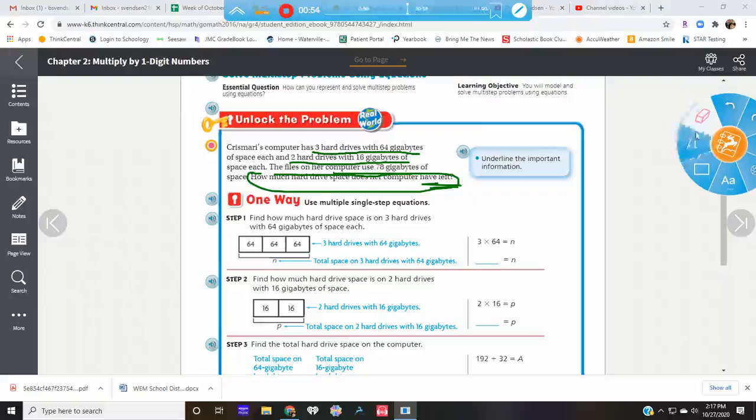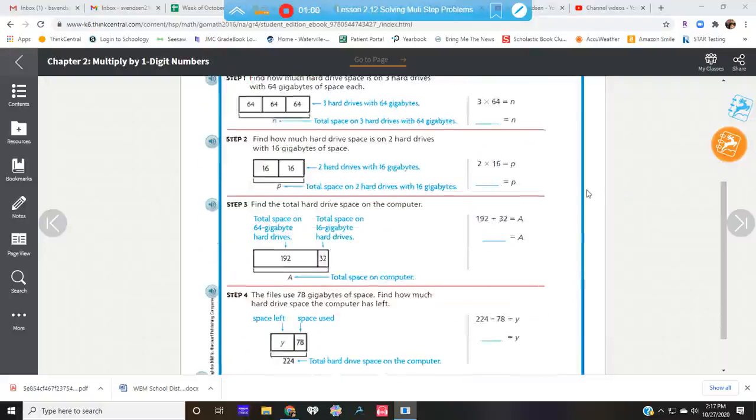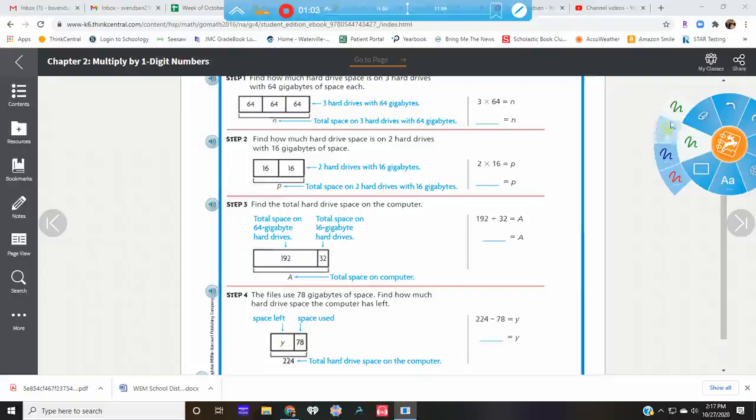Alright, so we are going to use the process here of breaking it down into steps. The first thing we're going to do is find out how much hard drive space is on her 3 hard drives with 64 gigs. If we make this little nice picture, we have 64, 64, 64. All of those together are what we're looking for. So 3 times 64 gives us 192. So there's 192 gigabytes of space in those 3 hard drives.